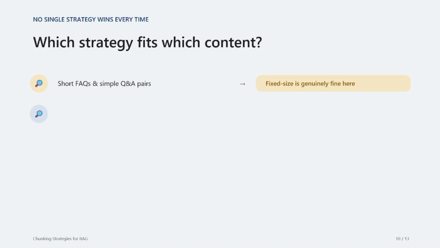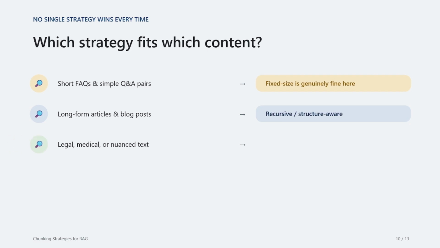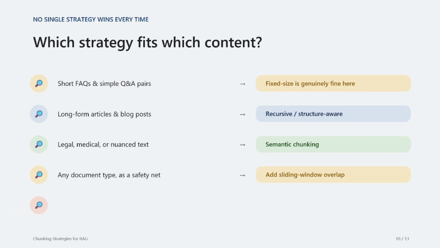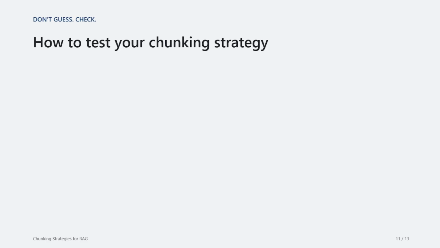So, which strategy should you actually pick? It depends on your content. For FAQs and simple question and answer pairs, fixed size is genuinely fine. For long form articles and blog posts, go recursive or structure aware. For legal, medical, or nuanced text, use semantic chunking. For any document type at all, add sliding window overlap as a safety net. And for manuals, contracts, and tables, go hierarchical with metadata attached.